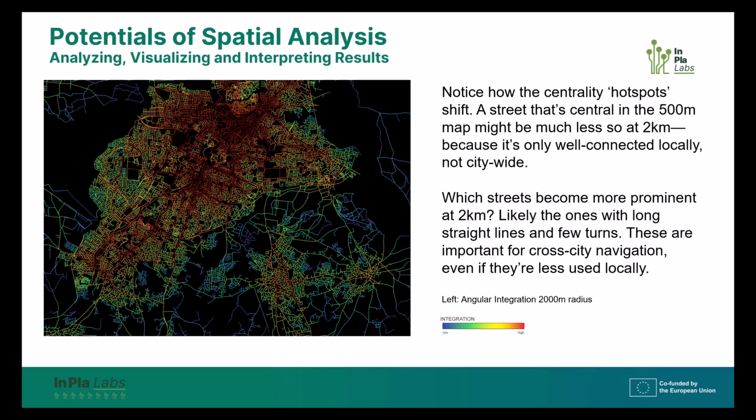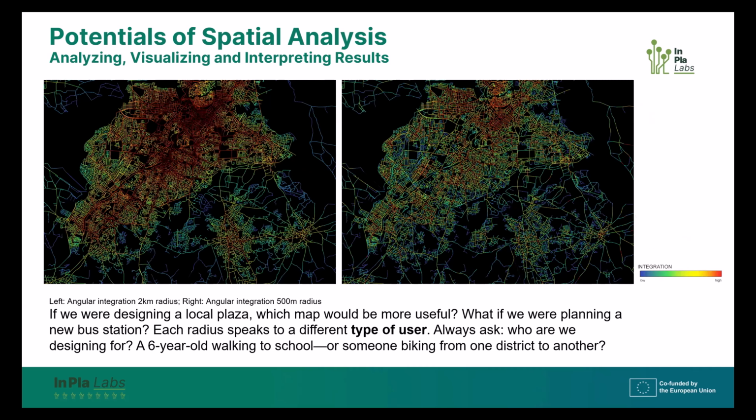And at the 2 kilometer radius of analysis, which streets can we see becoming more prominent and becoming more red? This is likely the ones that have long straight lines and fewer turns. And this means that they are important for cross-city navigation. Whether they are used locally less or more is not important at this scale.